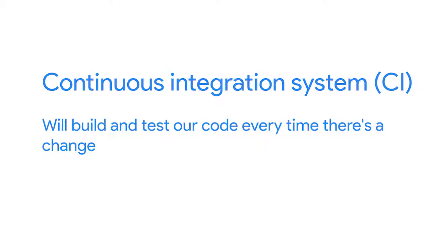We can write automated tests to test the code for us, and then use a continuous integration, or CI system, to run those tests automatically. A continuous integration system will build and test our code every time there's a change. This means that it will run whenever there's a new commit in the main branch of our code. It will also run for any changes that come in through pull requests.